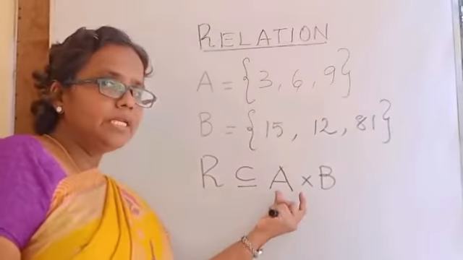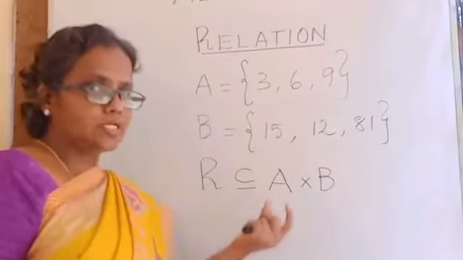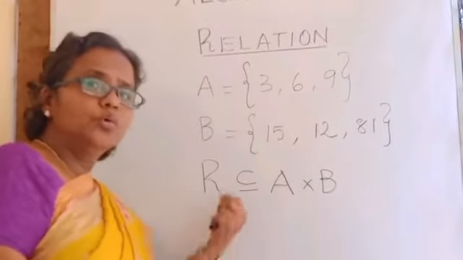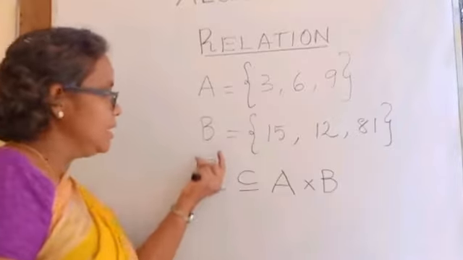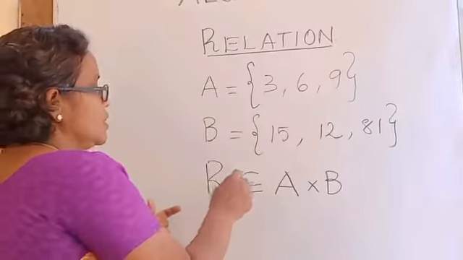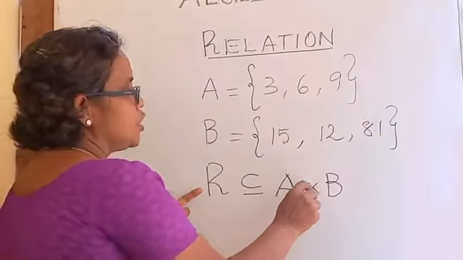Look at the way I am writing it. I have written it in caps. You already know that. In set theory you have studied this. When I want to name a set, I should name it in capital letters so that you are clear. So R is a subset of A cross B.